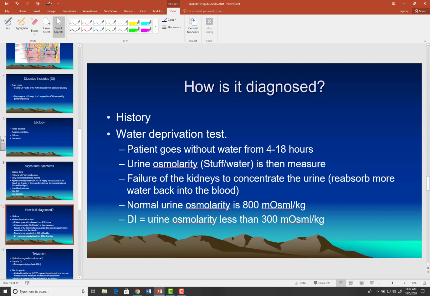Now, to determine whether it is central or nephrogenic, you can also measure ADH as well. So if you measure ADH and there is no ADH during that water deprivation, then it is central. It's a pituitary problem. Now, if you give them the water deprivation test, measure the ADH, and the ADH is elevated, but they still can't reabsorb water back into the blood and their urine is dilute, then you know that it is nephrogenic.